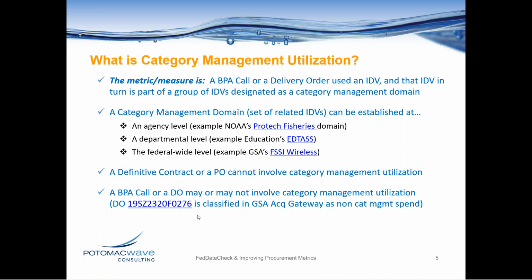Okay. Well, I don't want to go out there and look at it, but that's a delivery order. And as we're going to see when we take a look at the Department of State's spend in GSA Acquisition Gateway, that was classified as Tier 0. It did not count towards any category management spend, even though it was a delivery order.